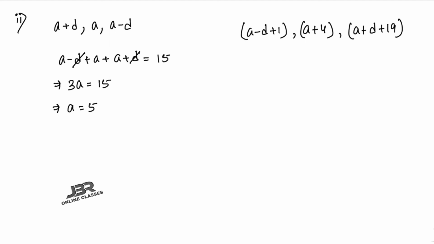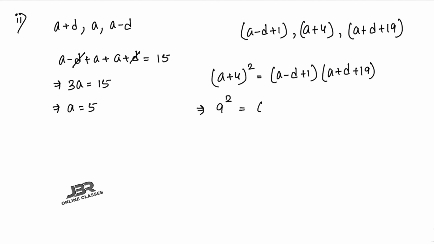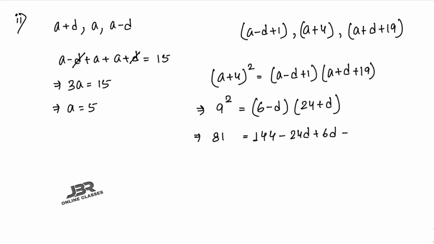These three numbers are in GP. So that means here a plus 4 whole square, that will equal to a minus d plus 1 into a plus d plus 19. So as here a equal to 5, so it's 9 square, that is 81. Here 5 plus 1, so 6 minus d. Here 5 plus 19, okay, so it means 24 plus d. Here 24 into 6, 144 minus 24d plus 6d minus d square.